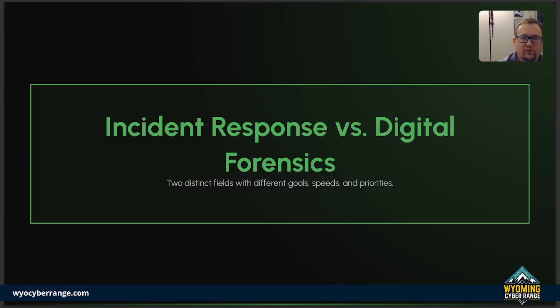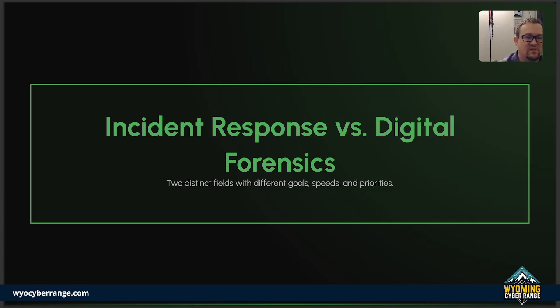Now, there are two distinct fields with different priorities: incident response and digital forensics. Remember, with incident response, we're talking about CompTIA A+ here, right? We're talking about a different class completely. These are the firefighters. Their goal is containment and recovery. They act fast to stop attacks and get the systems back online.